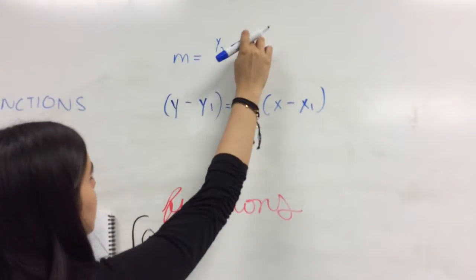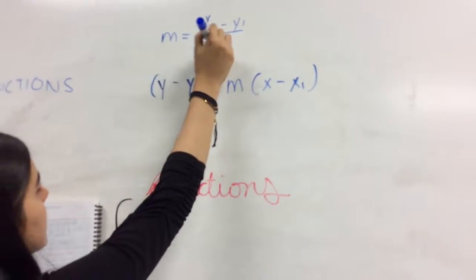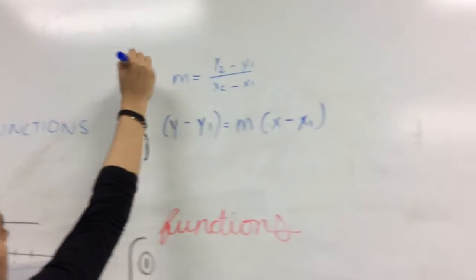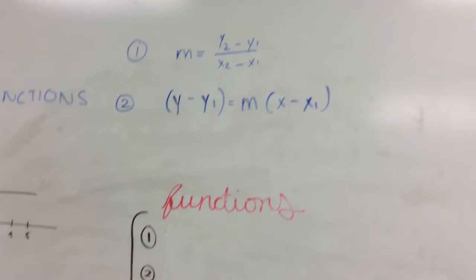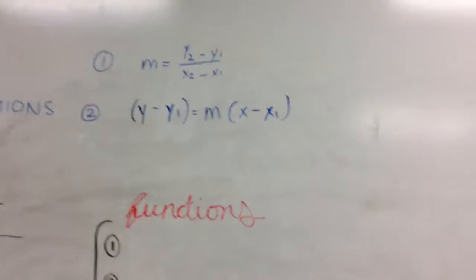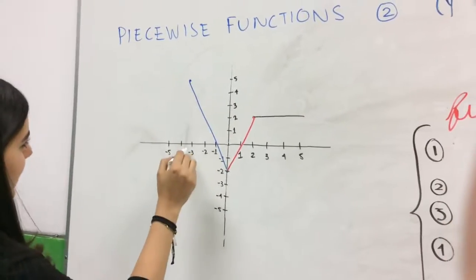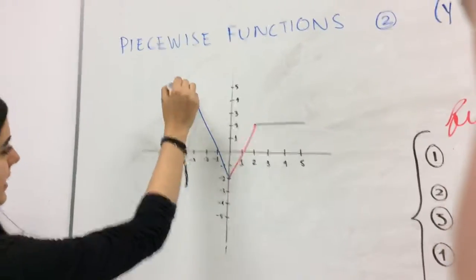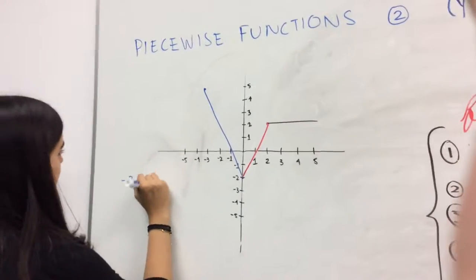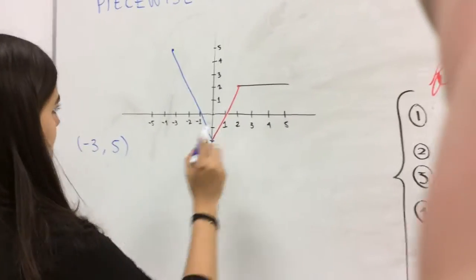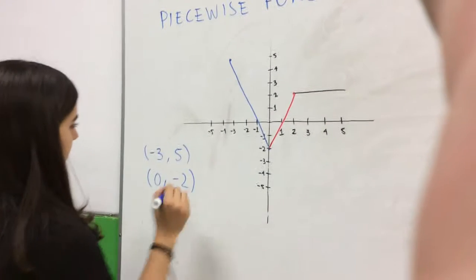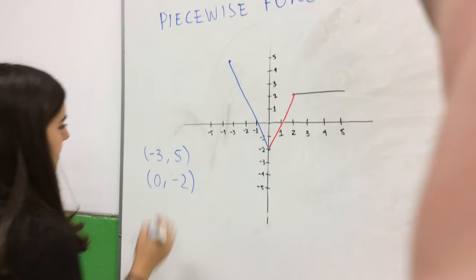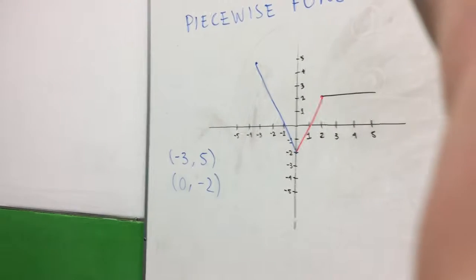The first thing to do is the following. You have to remember two key formulas: the one for the slope, which is the first one, and the equation formula, which is the second one. Once you have these two formulas clear, let's go back to the graph. When you want to calculate the function for the first slope, you have to locate the points it lies between. In this case, x1 is minus 3, y1 is 5, and the other point is x2, 0, and y2, minus 2.